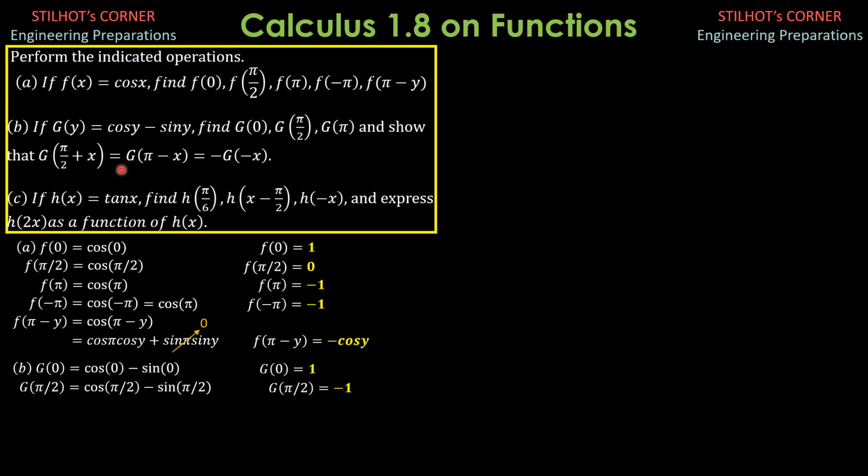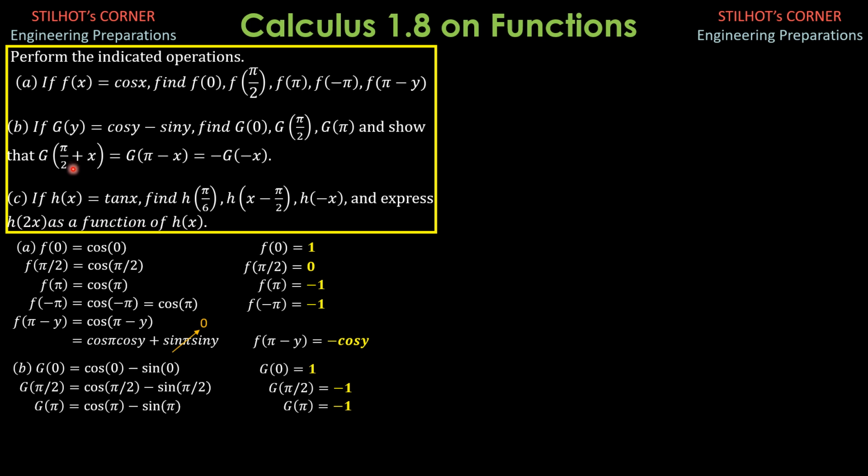Next is g of pi. G of pi is cosine of pi minus sine of pi. And sine of pi is 0. Cosine of pi is negative 1 in our experience here. Therefore, g of pi is negative 1.